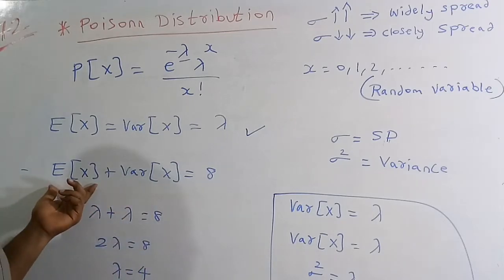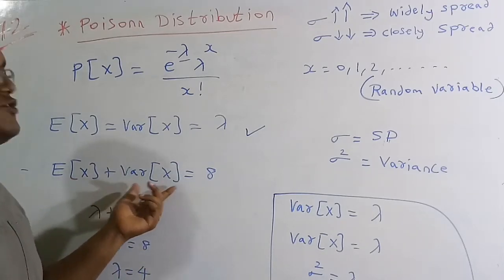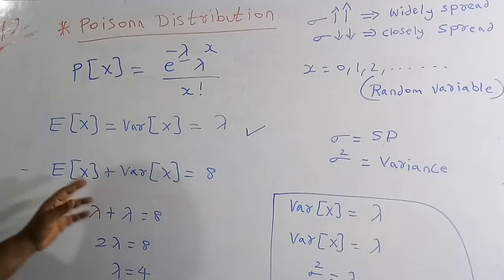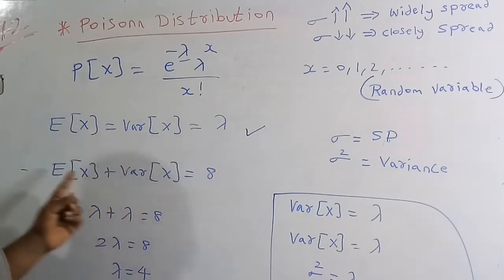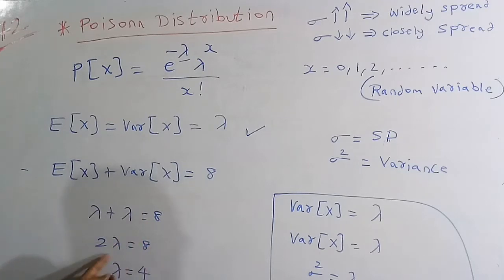So mean, the expectation of x, plus variance, the variance of x, is equal to 8. As I've already told you, these both are equal. So let me assume this value is equal to lambda. So lambda plus lambda is equal to 8. So 2 lambda is equal to 8. So lambda is equal to 4.